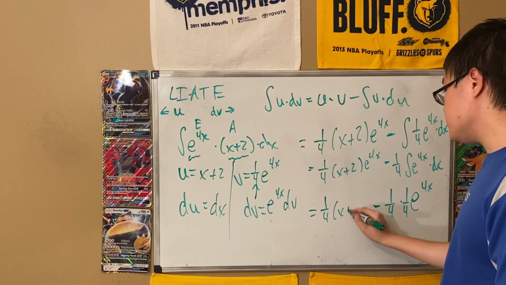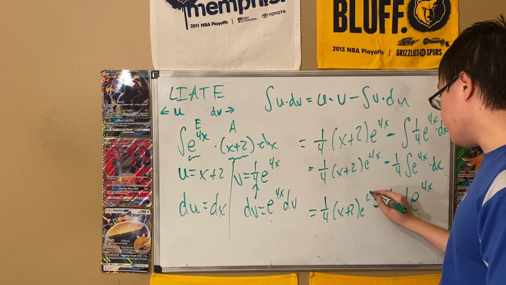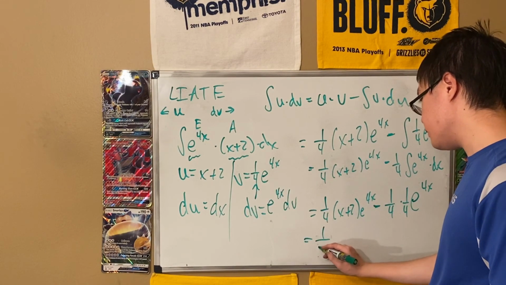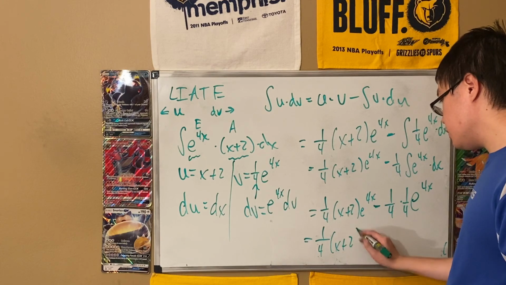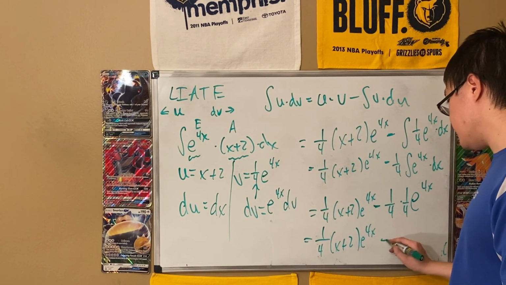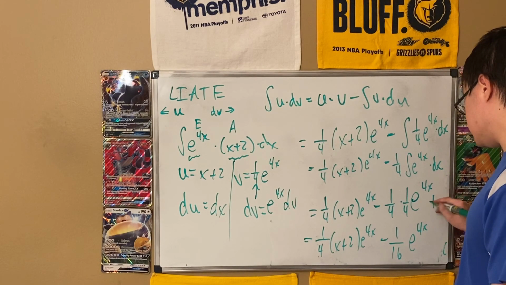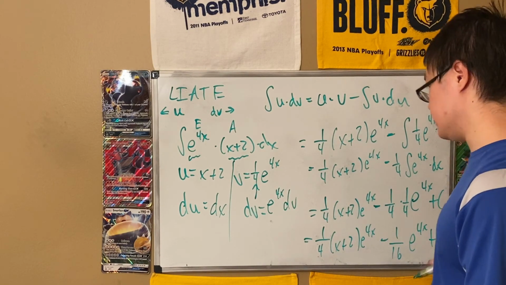1/4 x plus 2 e to the 4x. Finally, let's finish the question. Looks like it's going to be 1/4 x plus 2 e to the 4x minus 1/16 e to the 4x. We forgot a plus c, so remember the plus c, and that's it.